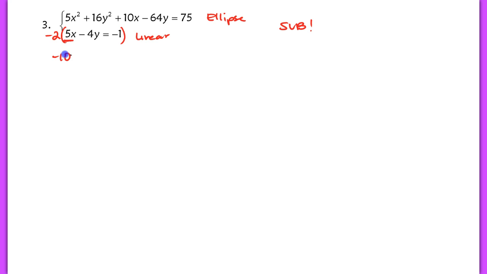So let's say I do that. I have negative 10x, then plus 8y equals positive 2. Well, now when I try to cancel out some terms here, the 10x does cancel, but when I add everything else, I still have this 5x squared term.